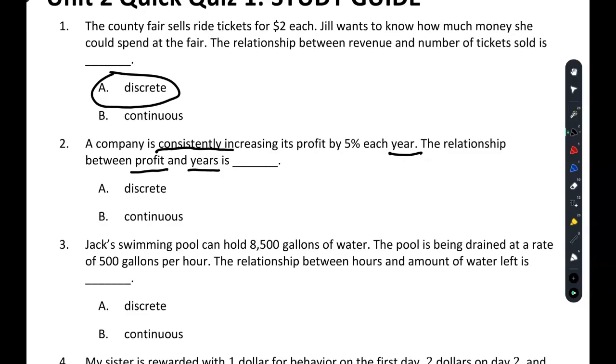Is there a different measurement there? The answer to that is yes. So in this case, it's continuous. Can you count the profit? Yes. But is there something going on in between? Yes. All right, let's take a look at 3 here.